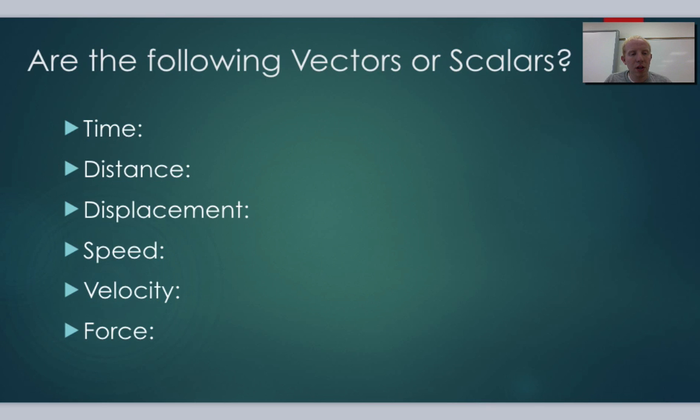So we've already talked about time, and time is definitely a scalar, right? You can't specify direction with time. Time always flows forward, okay? And so you don't really need to specify that the time is flowing forward. You can just say what time it is or what time has passed, okay?